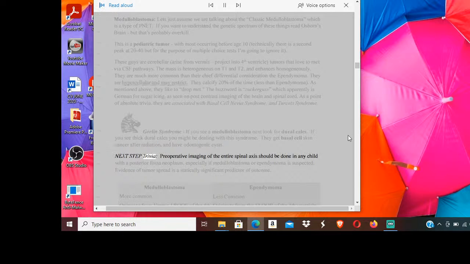Next step trivia. Preoperative imaging of the entire spinal axis should be done in any child with a posterior fossa neoplasm, especially if medulloblastoma or ependymoma is suspected. Evidence of tumor spread is a statistically significant predictor of outcome. Medulloblastoma, ependymoma: more common, less common, originate from the vermis, roof of the fourth ventricle.